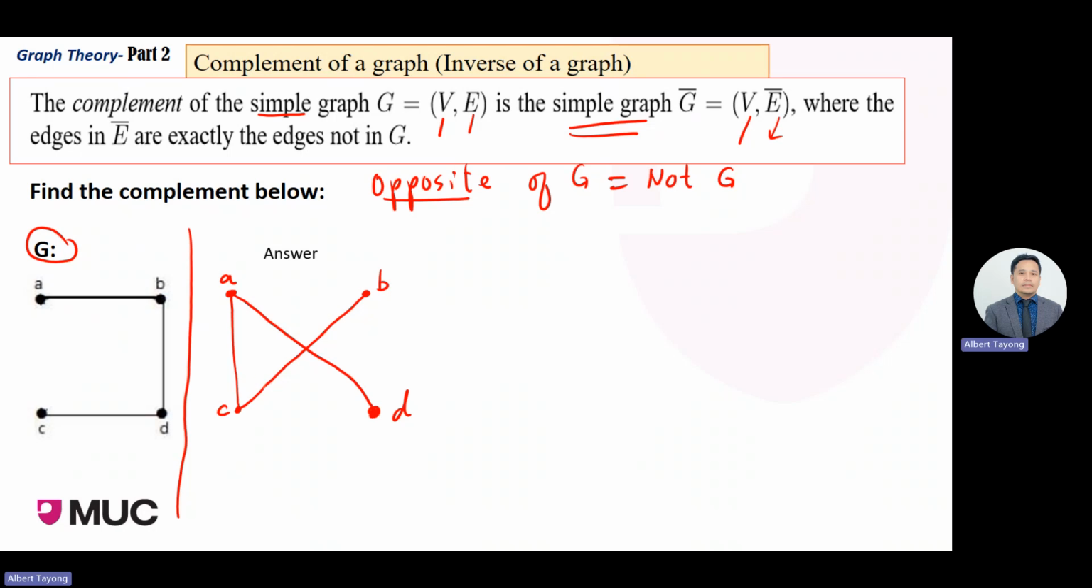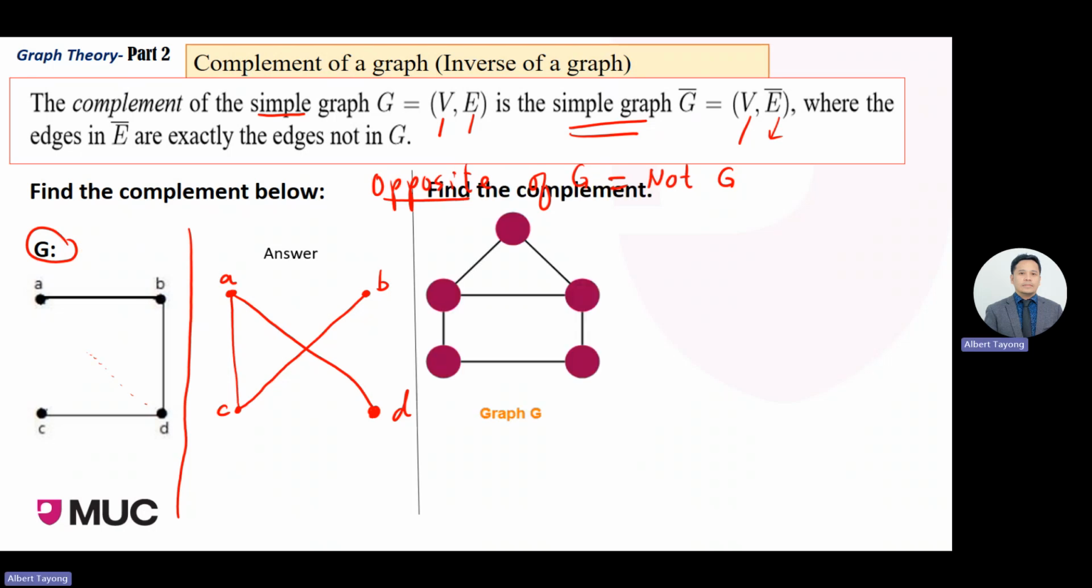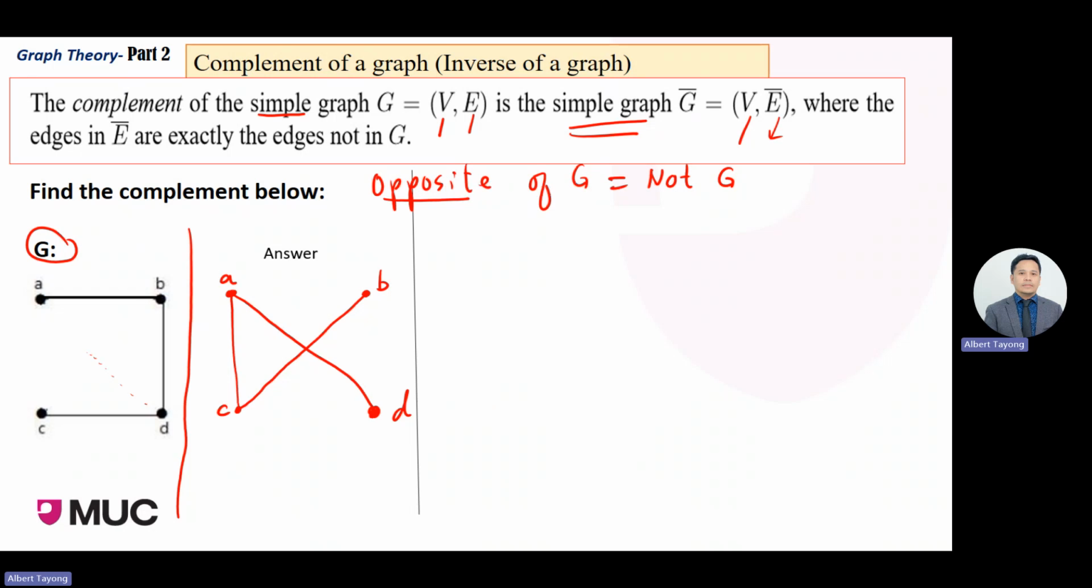Right? For D, it is adjacent to B and C. There is no line from D to A, so we have to draw a line from D to A, but it's already drawn previously, so we don't need to draw it again. So this is our answer. This is the graph which is the opposite of the original graph, right? To understand better, let's have our second example here.